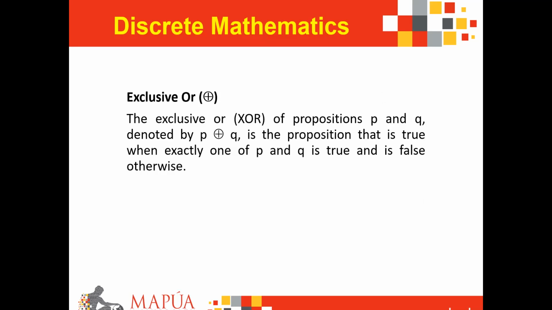Another connective is known as your exclusive OR, given off by this symbol, and is placed between two propositional letters, again P and Q. The output of this proposition is true exactly when one of your input propositional letters P and Q is true and is false otherwise.